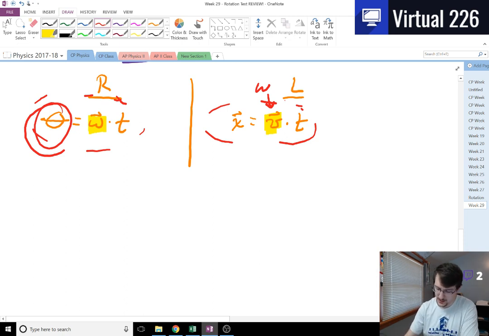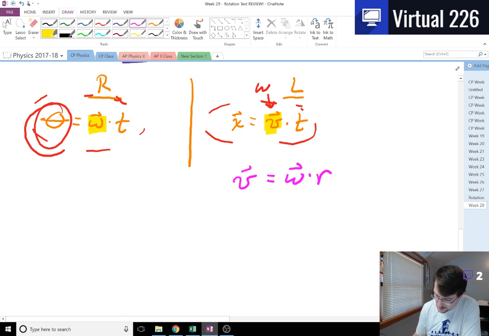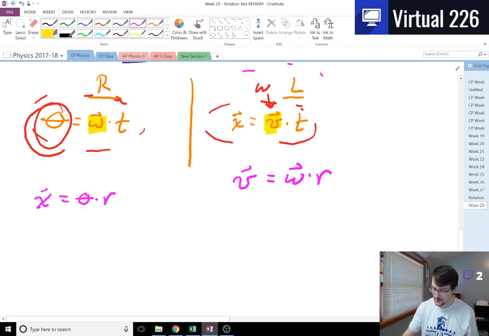Either way, over here for omega, you could say that the velocity is omega times r. Over here, you could say x is equal to theta times r. Those are our conversions that we have, okay? Let's just do this one on the right here.